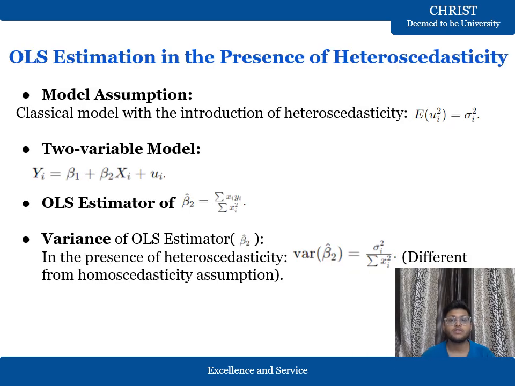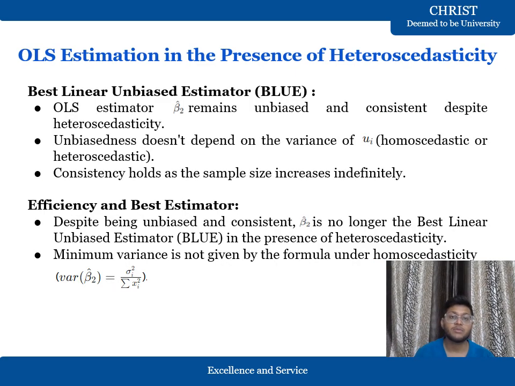OLS estimation in the presence of heteroscedasticity: the classical model introduces heteroscedasticity to the two-variable regression model, Yi equals beta 1 plus beta 2 Xi plus ui, and the OLS estimator of beta 2 hat is the summation of Xi Yi divided by the summation of Xi squared, where the variance of the OLS estimator beta 2 is sigma i squared upon the summation of Xi squared, which is different under heteroscedasticity. And then we have the best linear unbiased estimator, which remains unbiased and consistent despite heteroscedasticity, and unbiasedness does not depend on the variance of u.